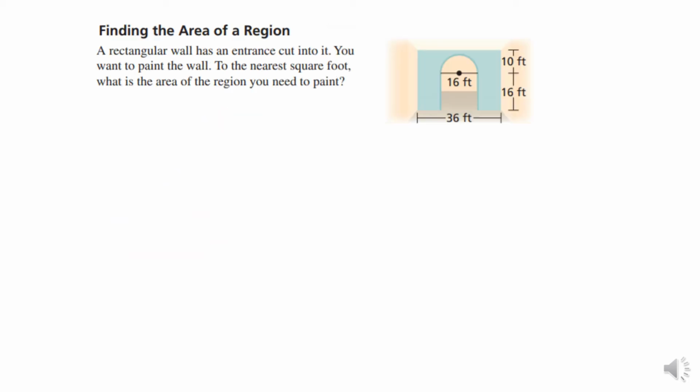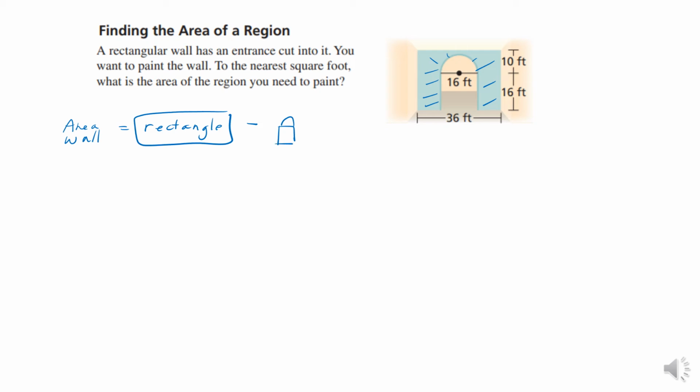Okay, now we're going to do a couple of compositions. We're going to find the area of a region. So a rectangular wall has an entrance cut into it. You want to paint the wall. So we're painting the blue portion. Okay, so be very careful. And to the nearest square foot, what is the area of the region you need to paint? So we're going to take the area of the whole wall, and that's the area of the rectangle, minus the area of this. Okay, so we're going to subtract that.